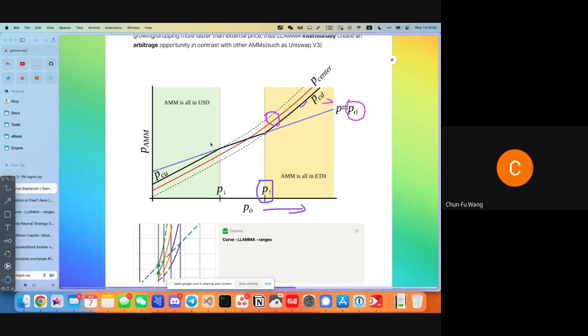So it sounds like it is like Uniswap V3, but your range actually moves automatically depending on the external price. Yeah, your range price will automatically change with the external price, and the speed is greater than the external price changing speed.